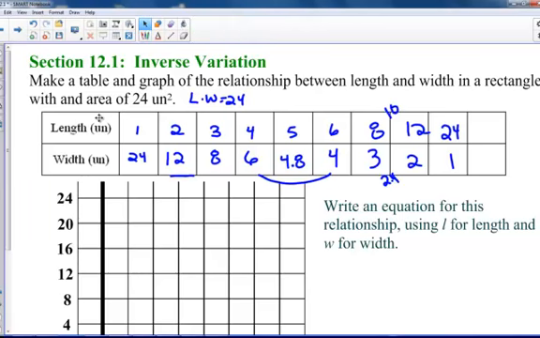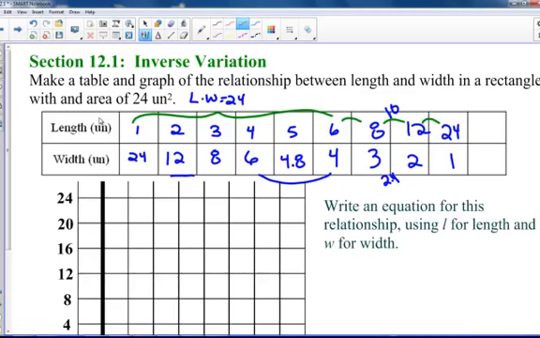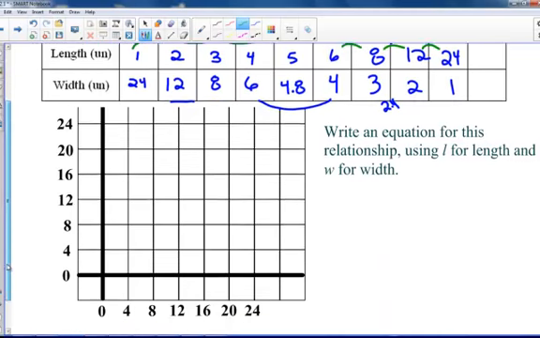If you're going to analyze this table, it's going to be a little difficult because right here we're increasing by 1s, and then we increase by 2, and then 4, and then 12. So you can't just look at the y values and analyze them. What you're going to see here is that when you multiply the length times the width, you always get the same number, which is 24. Length times width gives you 24. That could be x times y gives you 24. So we could write this equation as y equals 24 divided by x.